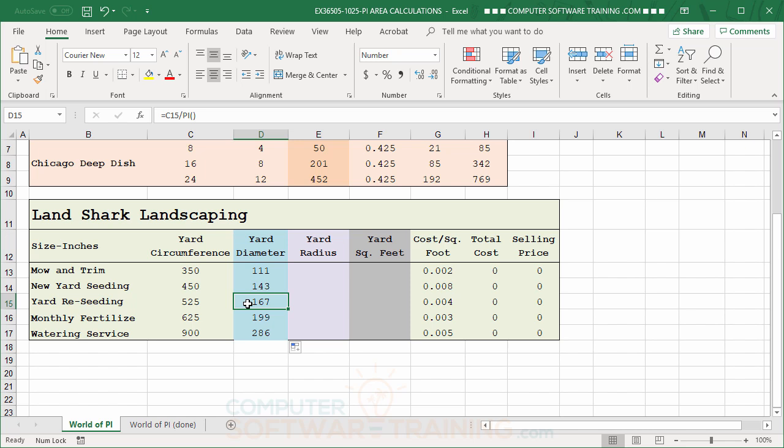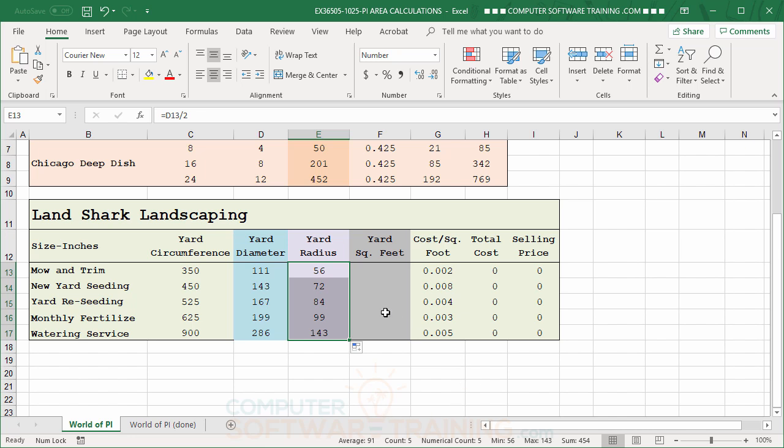So that's pretty wild. I bet a lot of you watching these videos are sitting there saying, my God, I didn't know it was that easy. Now, next we want to figure out the radius, because that's the next step toward determining the actual square feet in this case, all right? To find the radius, we know that to be half the diameter, right? So we're going to type in equal, click on the diameter, divided by 2, right? Enter that in, and there it goes. Copy that down.